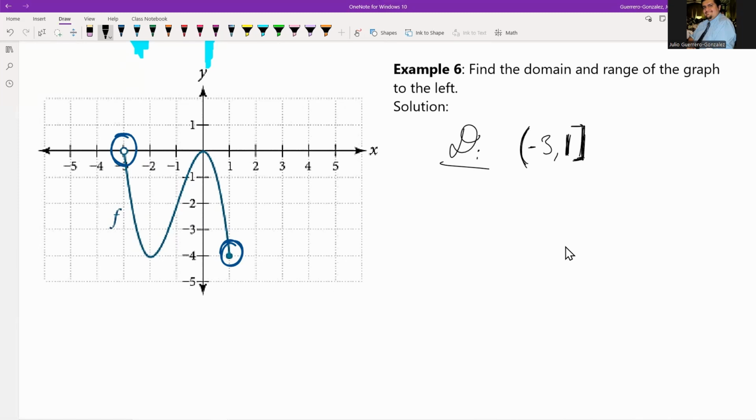Okay. Range. Range looks at y values, right? So it looks like it starts here and it goes all the way down to about right there. So it should be all these values in between. Okay, so it looks like it's going to be 0, whoops, the other way around. See? -4 to 0. -4 because it starts right down here, and it goes all the way up to right there. Okay, so now you guys see this. This is filled in, right? So it looks like -4, we do want to include it.